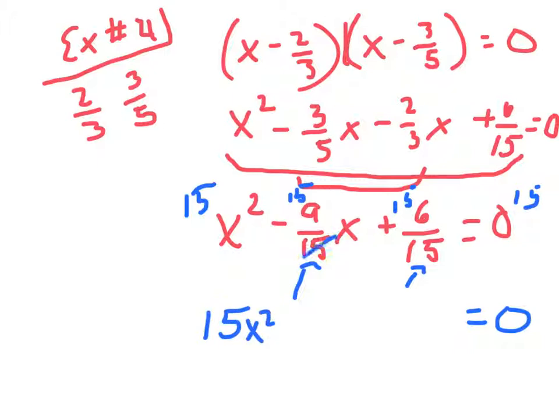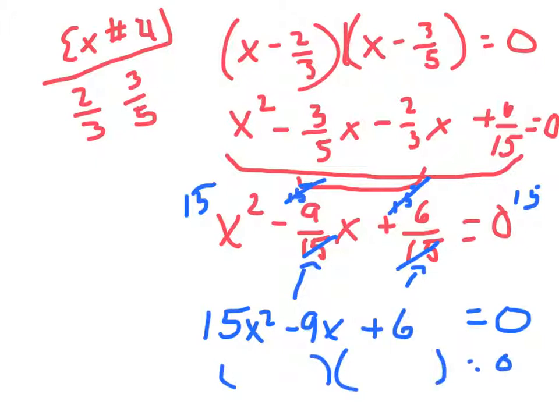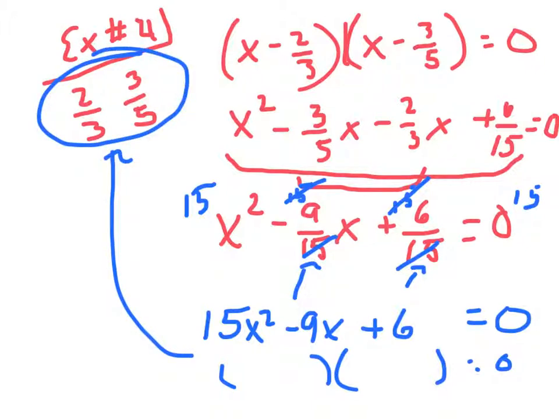Here's the key part. Why I'm doing this is I'm doing this to get rid of those denominators. I get negative 9x. And I get rid of these denominators and I get positive 6. If I factored this and set it equal to 0 and solved, I would end up to get these original solutions. That's a quick shortcut version of explaining all this. Hope it works out for you.